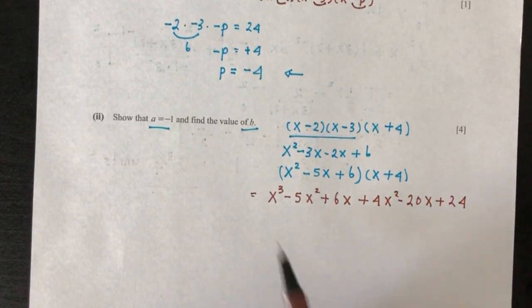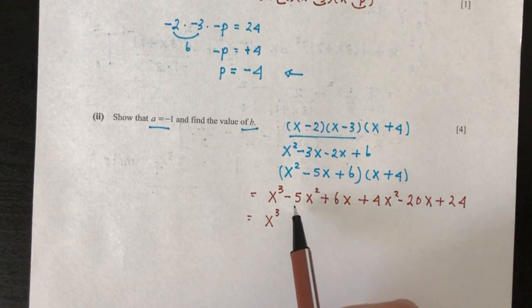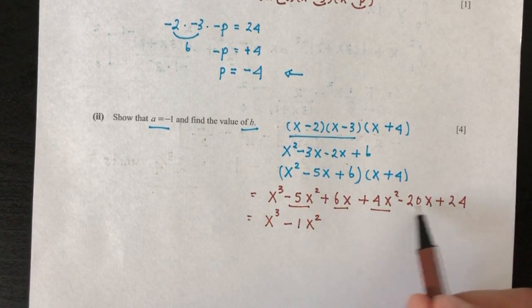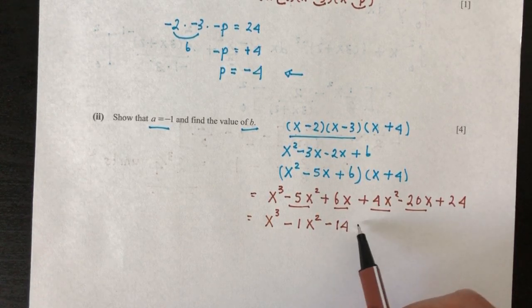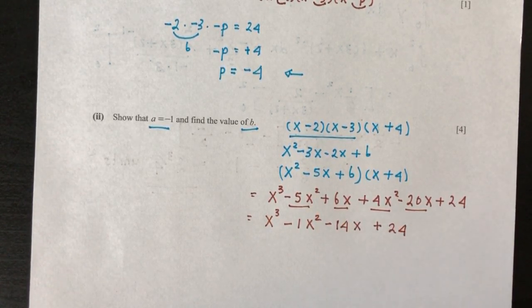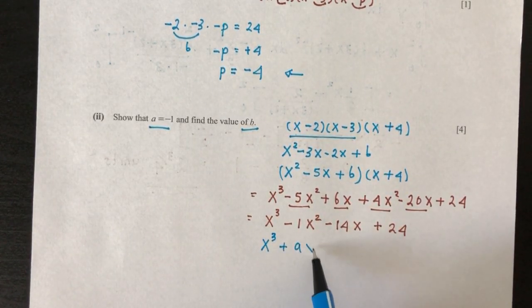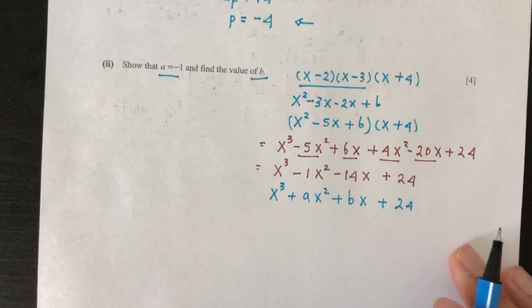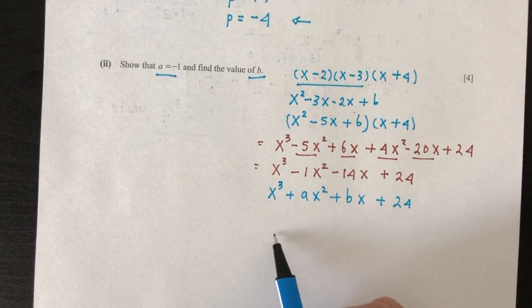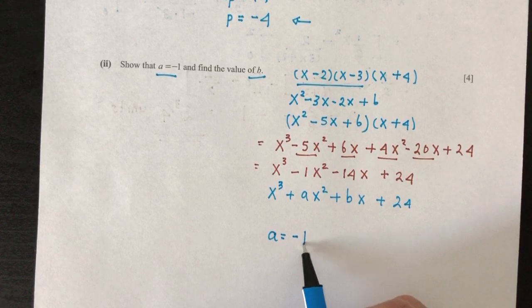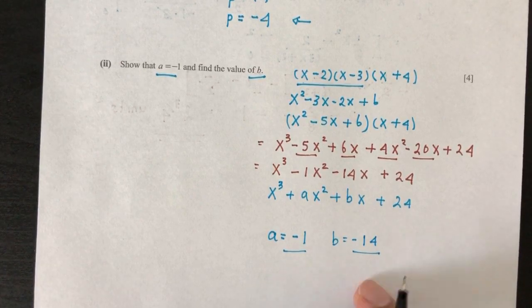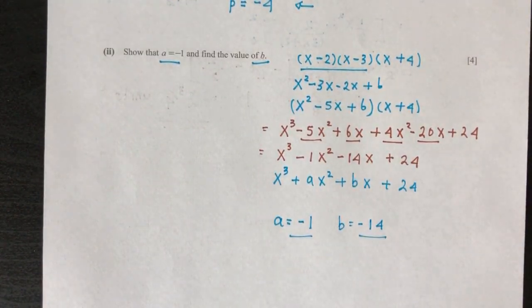Now if you simplify, this will become x cubed, this and this will become minus 1x squared, and this will become minus 14x plus 24. Now if you compare with your main equation, you will have x cubed plus a x squared plus b x plus 24. So which means the value of a is equal to minus 1. And the value of b is equal to minus 14. So a and b are those two values. That will be part 2 of the question.